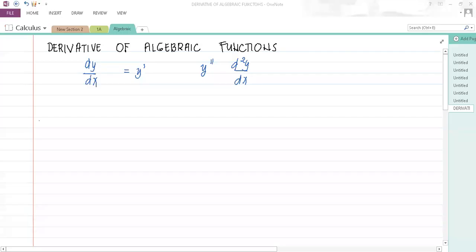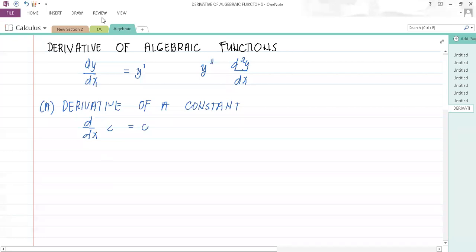Okay, so let's continue. The first one for the derivative of a function is we're going to discuss the derivative of a constant. The derivative of a constant, d/dx of c, where c is our constant, is equal to 0. Always equal to 0. Lahat ng derivative ng constant is equal to 0.